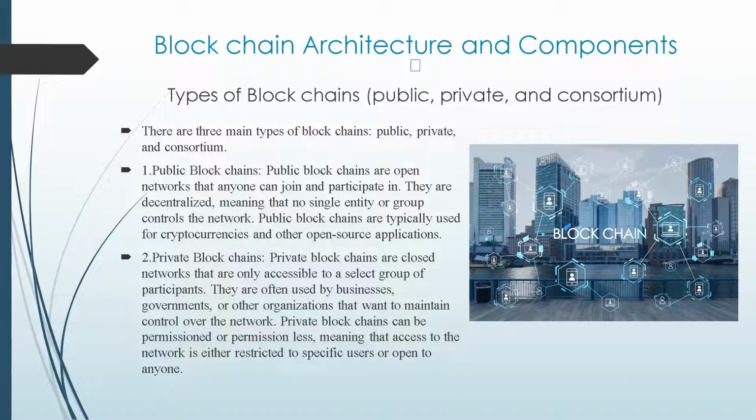They are decentralized, meaning that no single entity or group controls the network. Public blockchains are typically used for cryptocurrencies and other open source applications. 2. Private blockchains. Private blockchains are closed networks that are only accessible to a select group of participants. They are often used by businesses, governments, or other organizations that want to maintain control over the network. Private blockchains can be permissioned or permissionless, meaning that access to the network is either restricted to specific users or open to anyone.